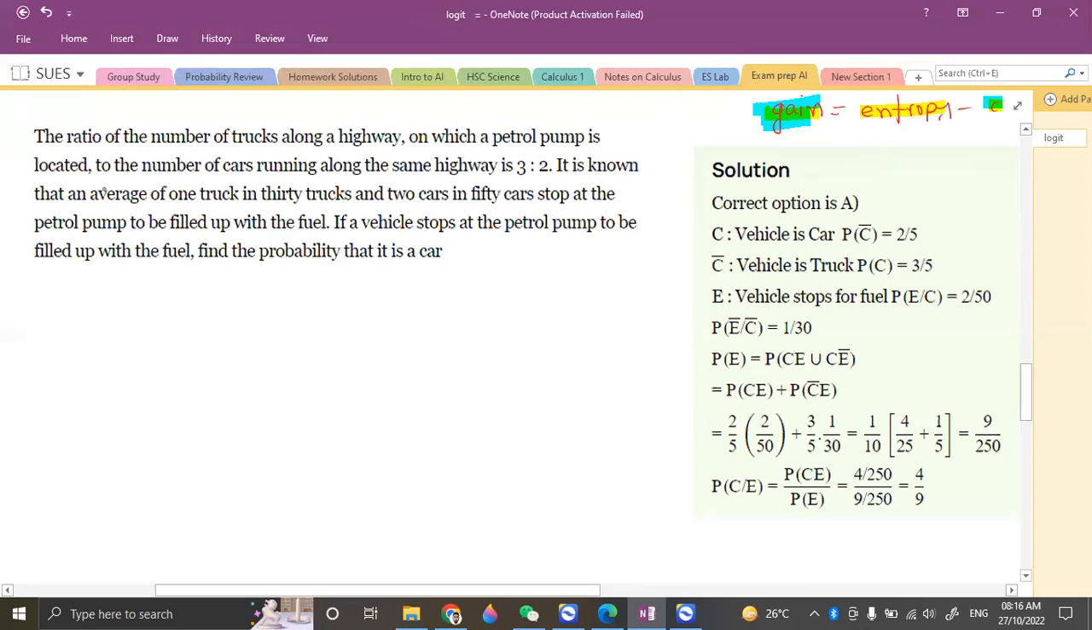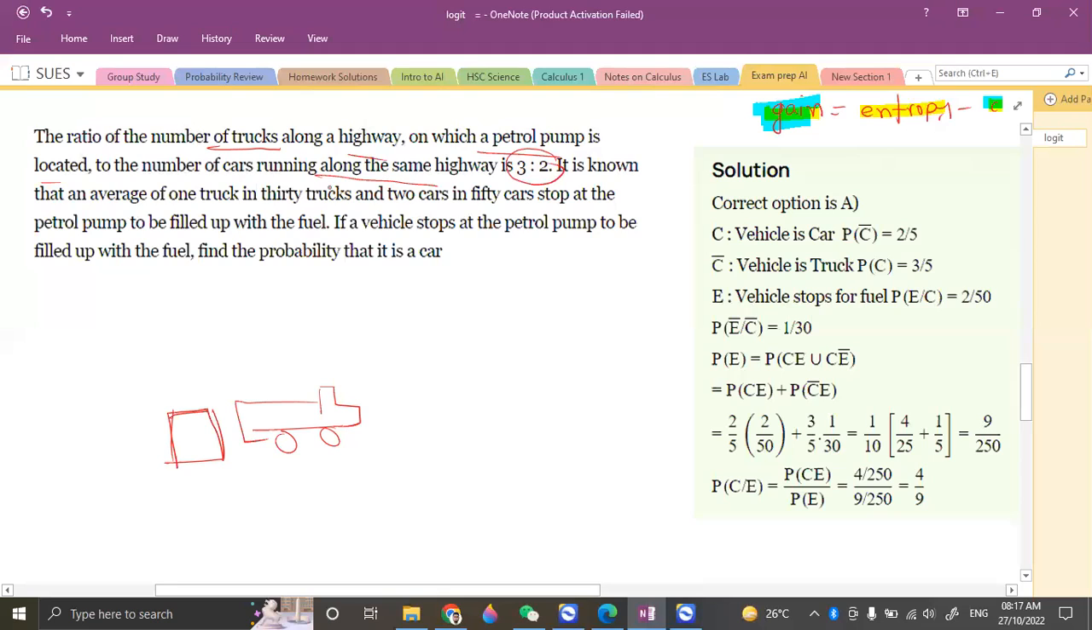Now see the ratio of the number of trucks along a highway, on which a petrol pump is located, to the number of cars running along the same highway is 3:2. So we have a petrol pump here, and there are some trucks, and some cars.